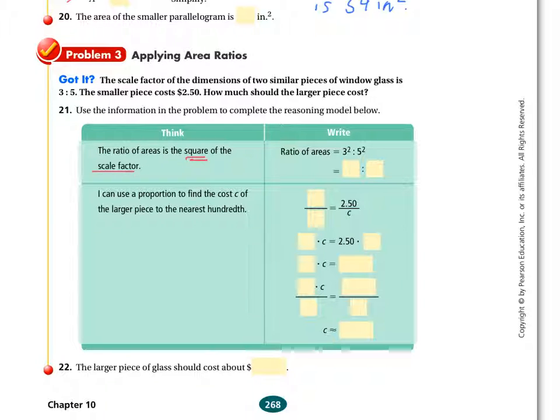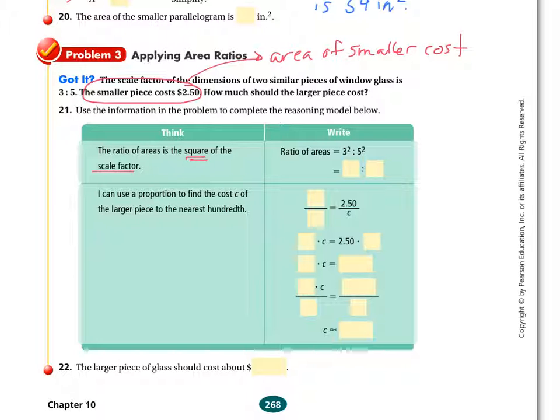Aren't they talking about area? The smaller piece costs $2.50. Isn't that the whole window glass? Wouldn't that be area? What they're saying is the area of the smaller. That's the area of the smaller cost. They didn't give you the area, they gave you the cost of it. And they want to know what's the larger piece's cost.